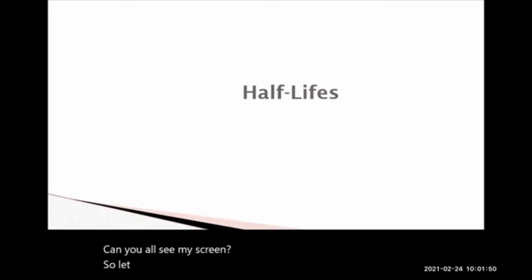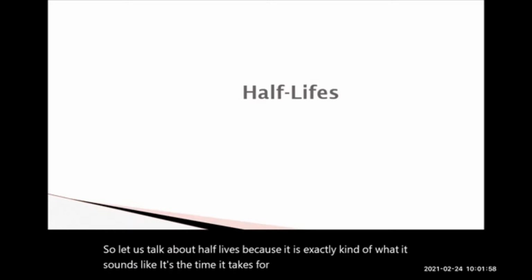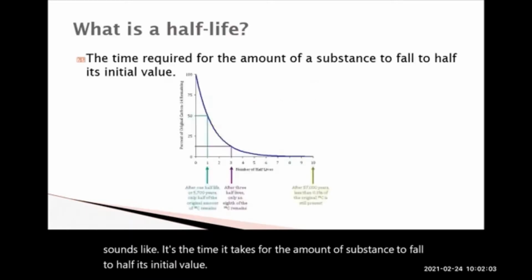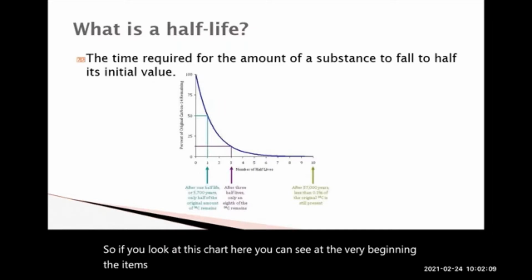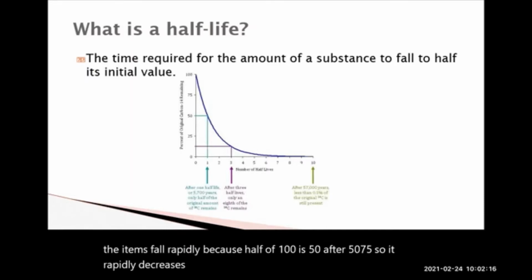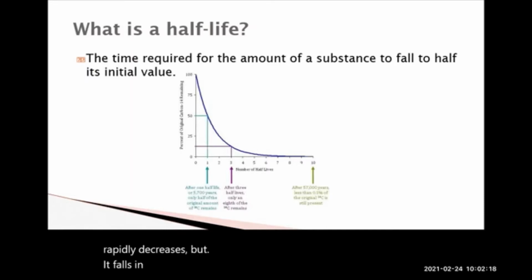Let's talk about half-lives, because it is exactly kind of what it sounds like. It's the time it takes for the amount of a substance to fall to half its initial value. If you look at this chart, you can see at the very beginning the amount falls rapidly, because half of 100 is 50, half of 50 is 25. So it rapidly decreases, but it falls in half of the amount of a substance.